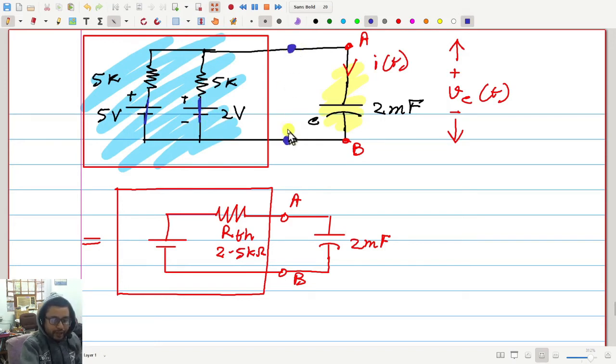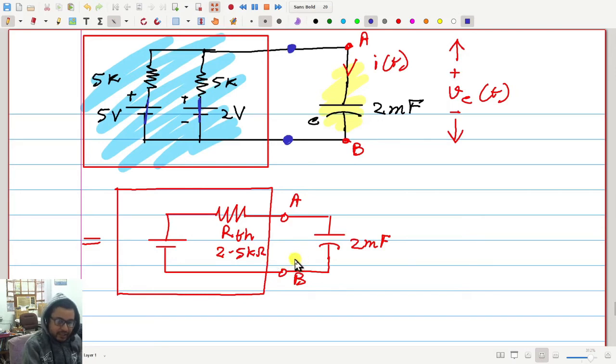So between these 2 points, what do we have? We have 2 resistances of 5 kilo ohm in parallel. So that will be equivalent to one single resistance whose value is half of 5 kilo ohm, which is 2.5. Okay, is that correct? Fine.